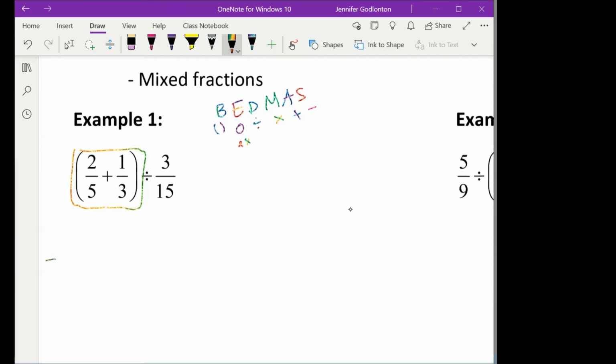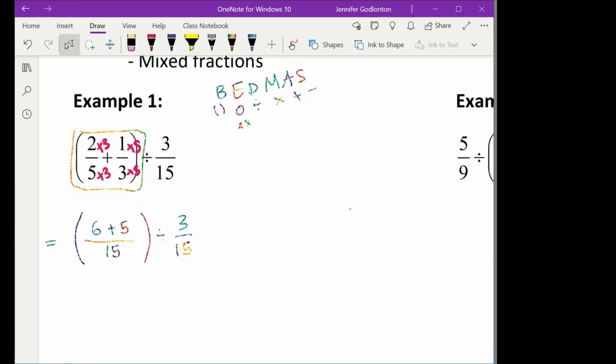So the first thing we are going to do is get a common denominator here, which is going to be 15. So we're going to times that by 3, and we're going to times that by 5, and we land up with 6 plus 5 over 15 divided by 3 over 15. So we have 6 plus 5, which is 11 over 15.